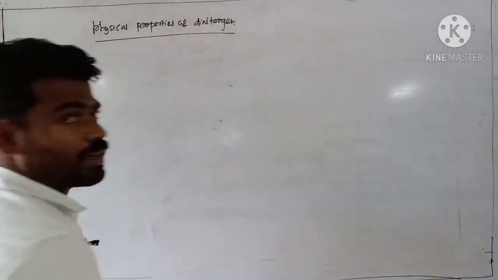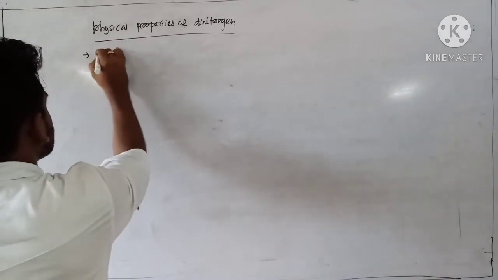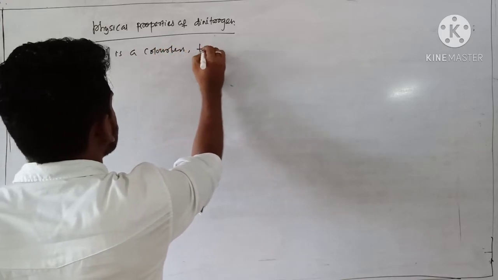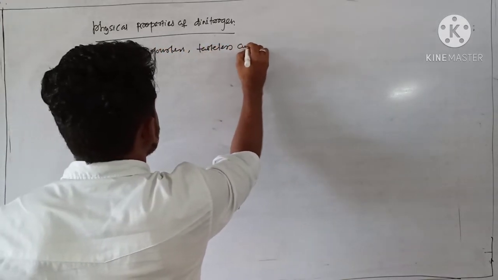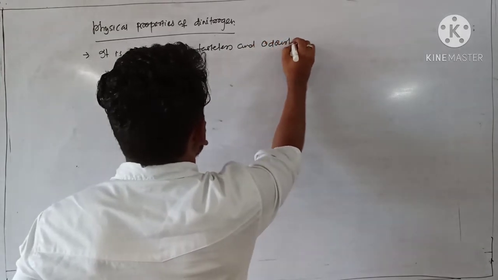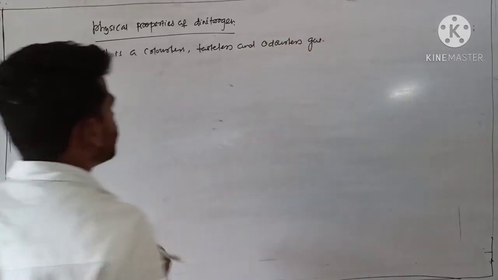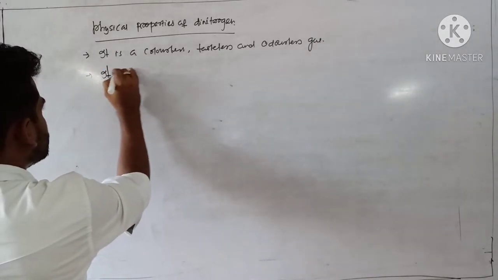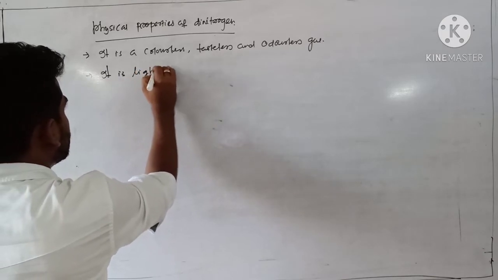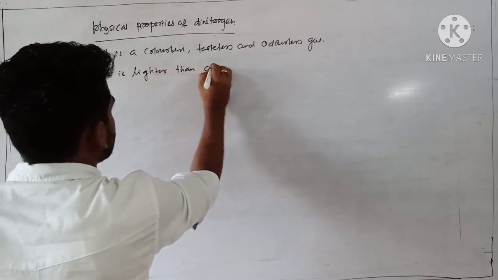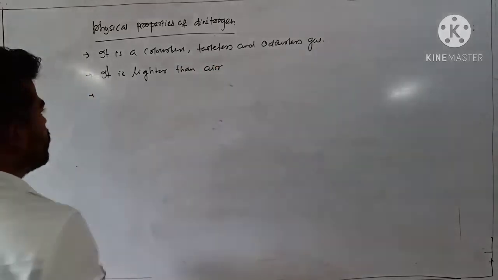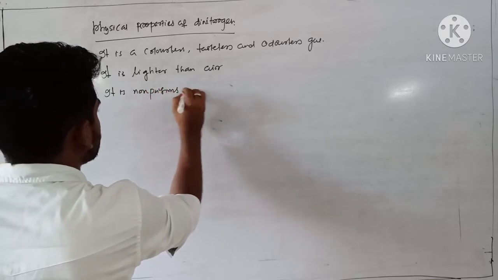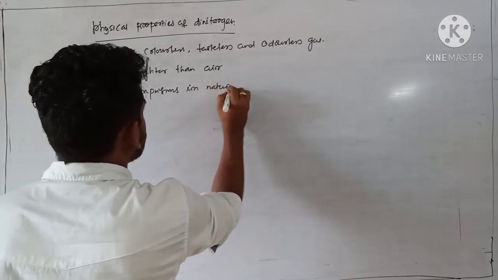Physical properties of dinitrogen. First of all, it is a colorless, tasteless and odorless gas. Next, a few points. It is lighter than air. It is non-poisonous in nature.